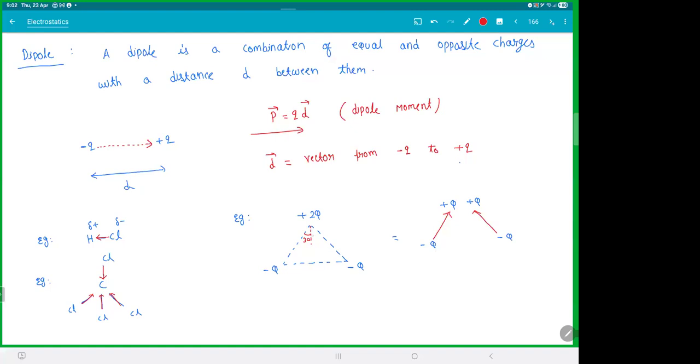This angle is 30 and 30. I'm taking an equilateral triangle. So this can be written with 30 and 30, and P is nothing but Q into A. So the whole system can be written as 2P cos 30 J cap. So remember, it's a vector quantity. So if you have equal and opposite charges in a system, you can just split it into multiple things and finish it off.